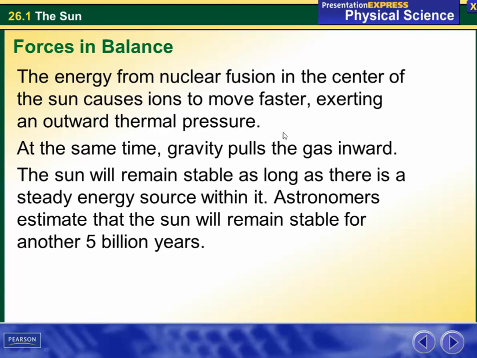So the sun will remain stable as long as there is a stable energy source within it, and as long as those forces are balancing out. Astronomers estimate that the sun will remain stable for another 5 billion years, which is very good news for us and for other life forms on Earth. 5 billion years is just a huge amount of time.